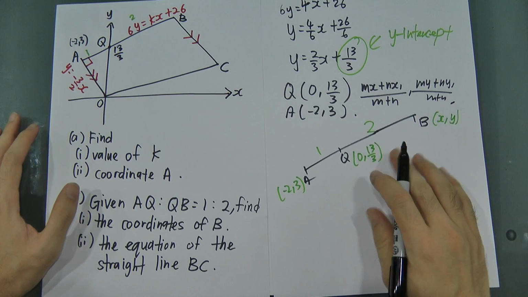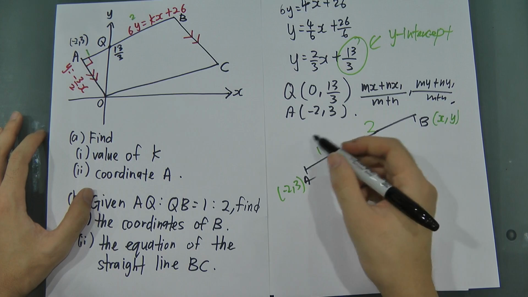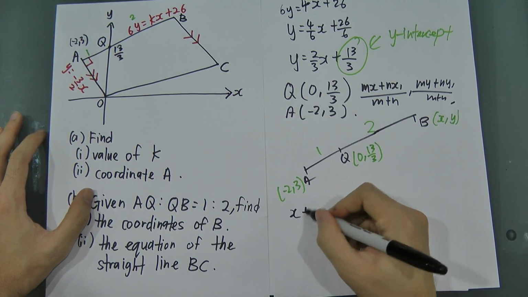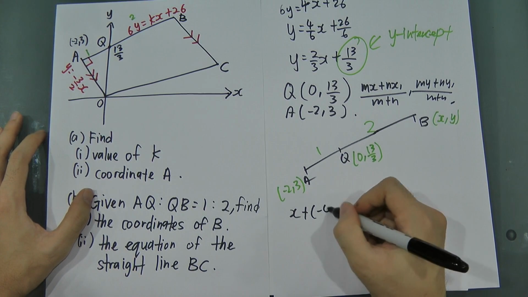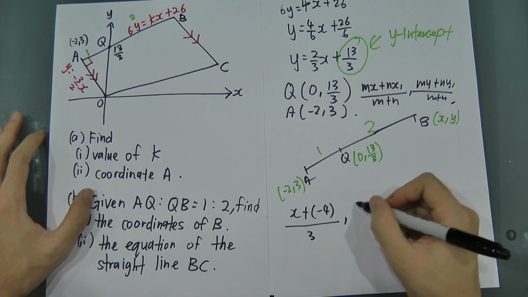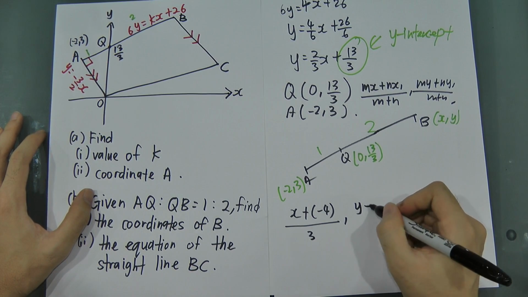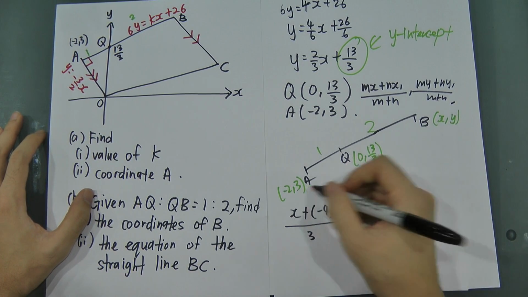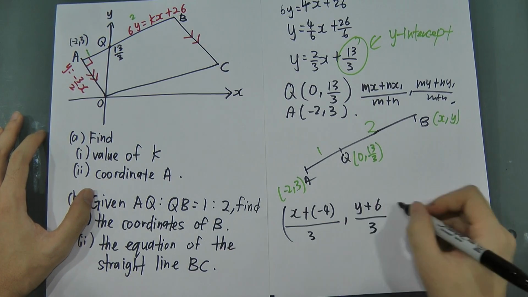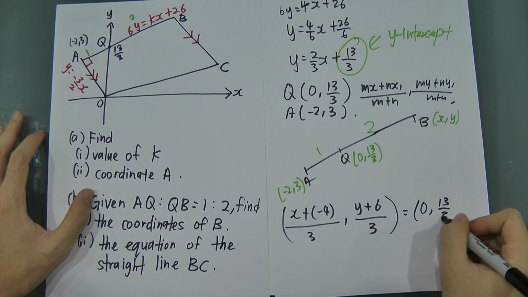Alright, so the formula is simple. m multiplies x1, I have to multiply the further one. So I'm going to do 1 multiply x, which is x, plus 2 multiply negative 2, which is negative 4, over 1 plus 2, which is 3, comma, same thing, 1 multiply the further one is y, plus 2 multiply 3 is 6, over 1 plus 2, which is 3, equals the middle coordinates, which is 0 and 13 over 3.